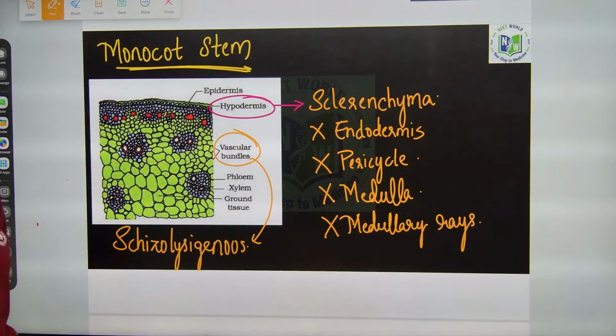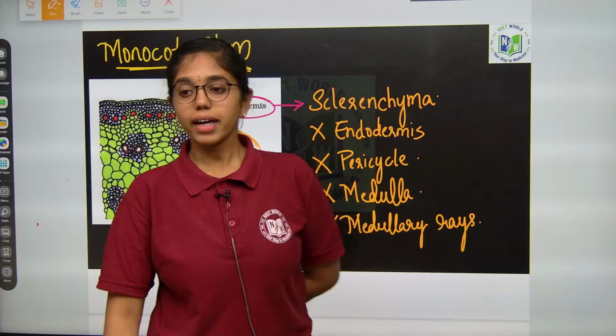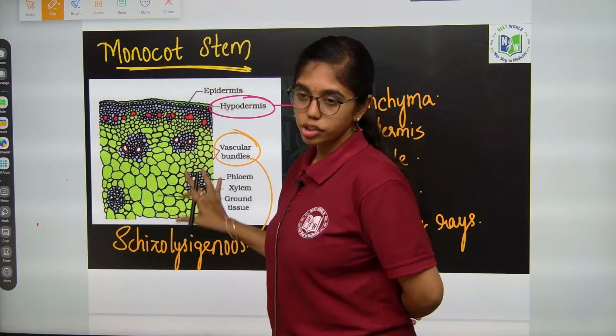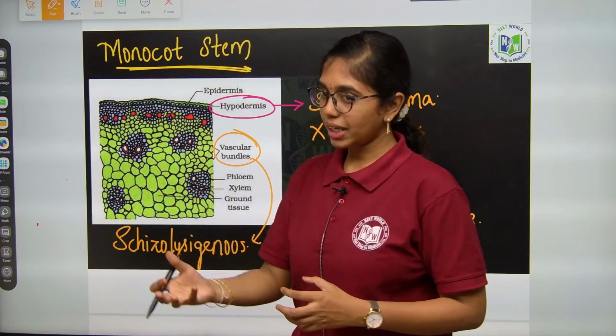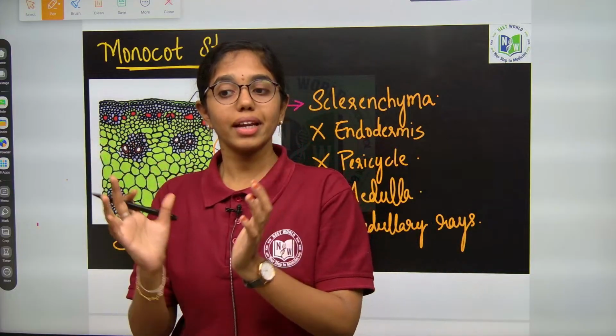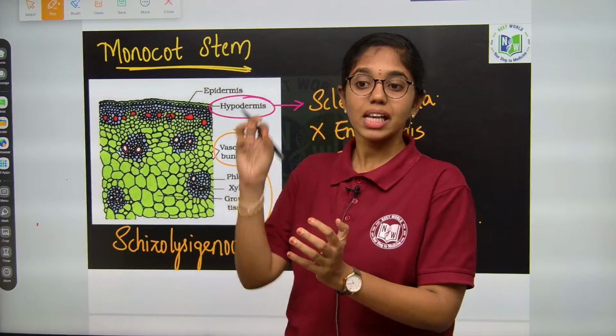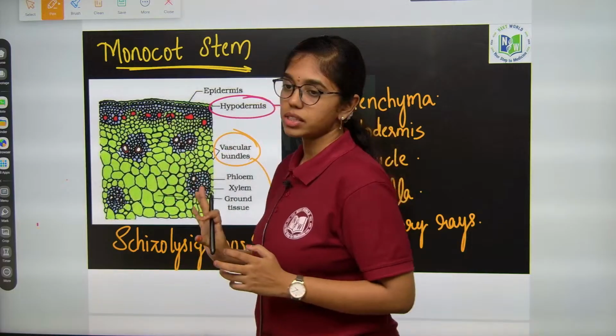Schizolysigenous in origin. What does it mean? That these parenchymatous cells which are in the general cortex, few of them will be lysed or degenerate, which will create some cavities or spaces from which vascular bundles originate.